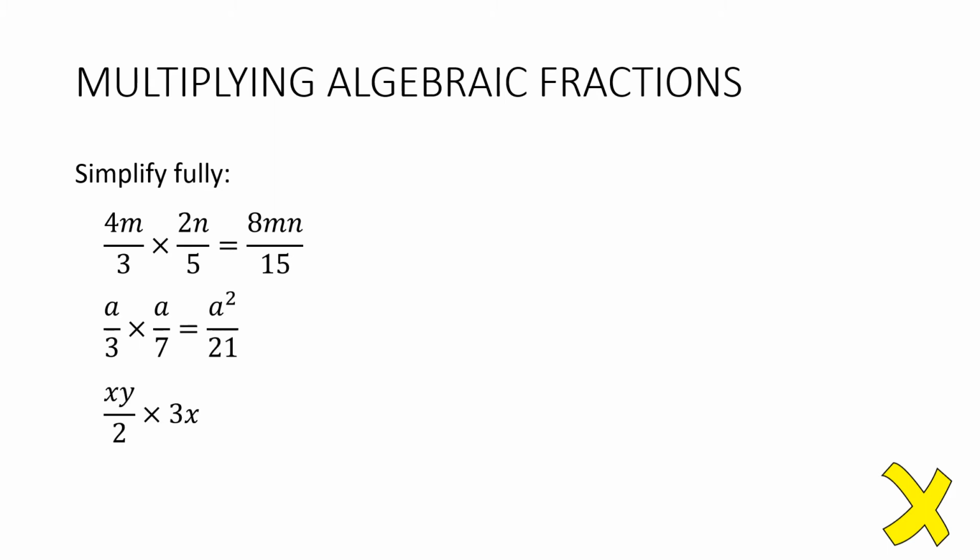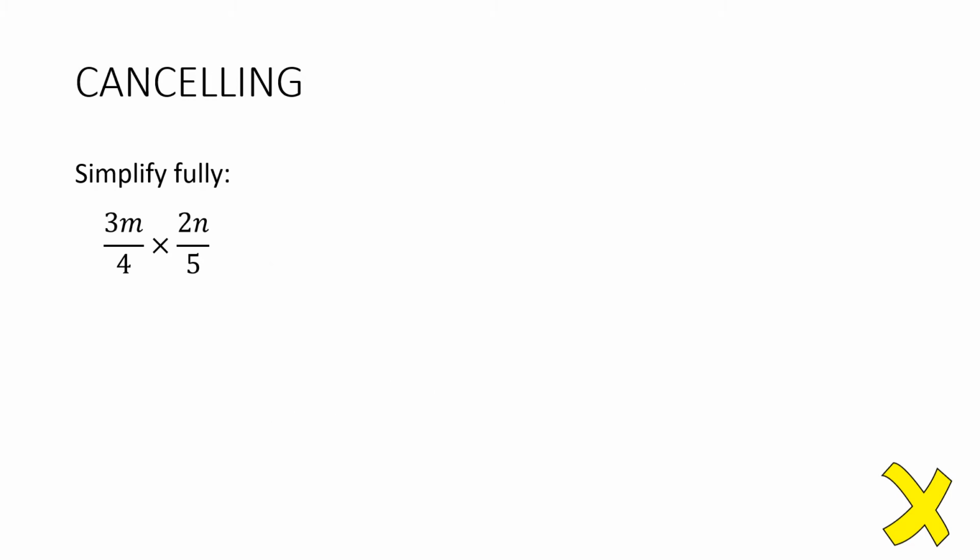And one more. What about this one? xy on 2 multiplied by 3x. Now that 3x is actually 3x on 1. So that might help us a little bit. Okay, now we're going to multiply across the top. What's that going to be? We've got 3, x times x is x squared, y. So 3x squared y on top, and on the bottom, 2. There's our answer.